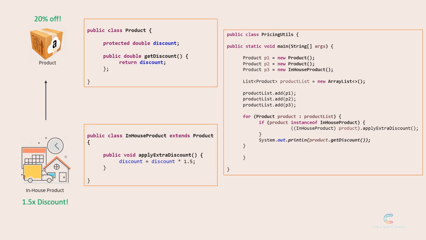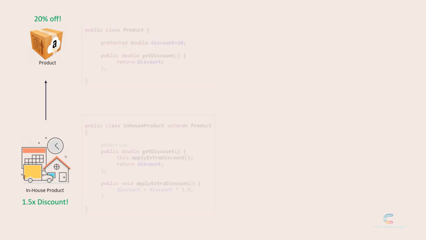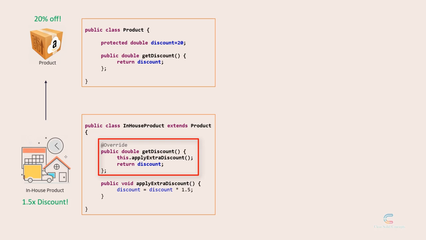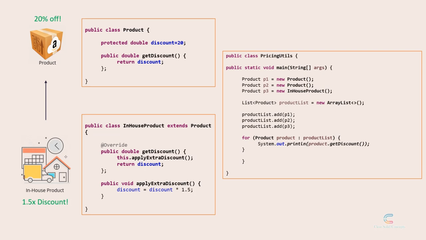So how can we restructure the code to achieve this? First, we will override the getDiscount method in the in-house product class. The overridden getDiscount method in turn will call the applyExtraDiscount method. Now we'll do the corresponding change in PricingUtils. No change to the product instantiations. That part remains the same. The only difference is that the instanceof check is now gone. We do not need to bother if the objects are instances of generic product or instances of in-house product. By doing this, the Liskov substitution test gets passed now.